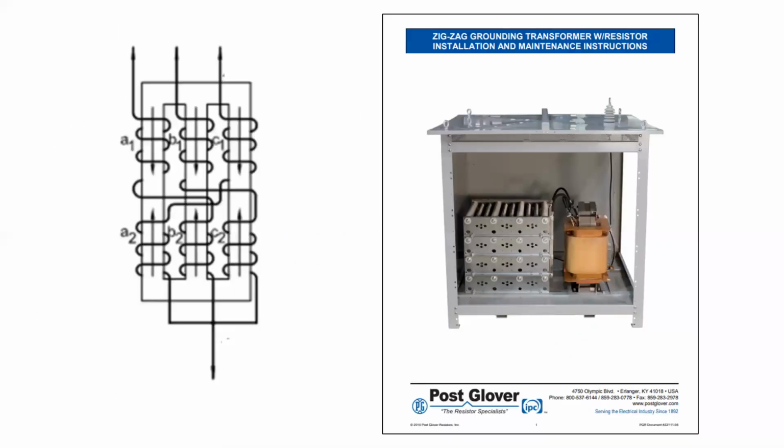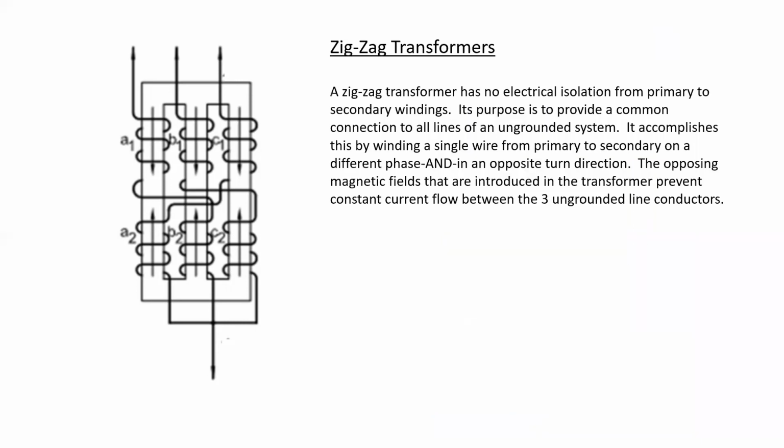This is what it looks like. You've got a large resistor, and the zigzag transformer is the item on the right-hand side of the cabinet. Now, there's no electrical isolation from primary to secondary windings, and its purpose is to provide a common connection to all lines of an ungrounded system. It accomplishes this by winding a single wire from primary to secondary on a different phase and an opposite turn direction. So if we follow this A conductor, we can see the direction it's wound, and then the same conductor goes to the middle leg and is wound in the opposite direction.